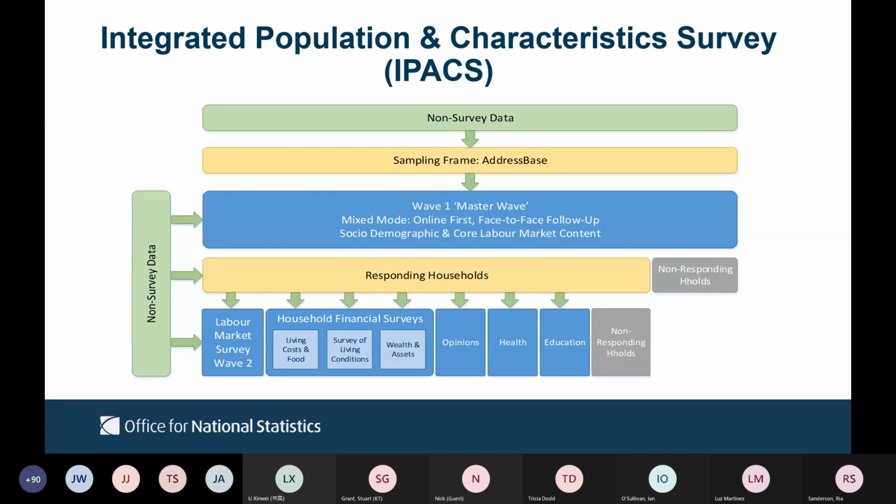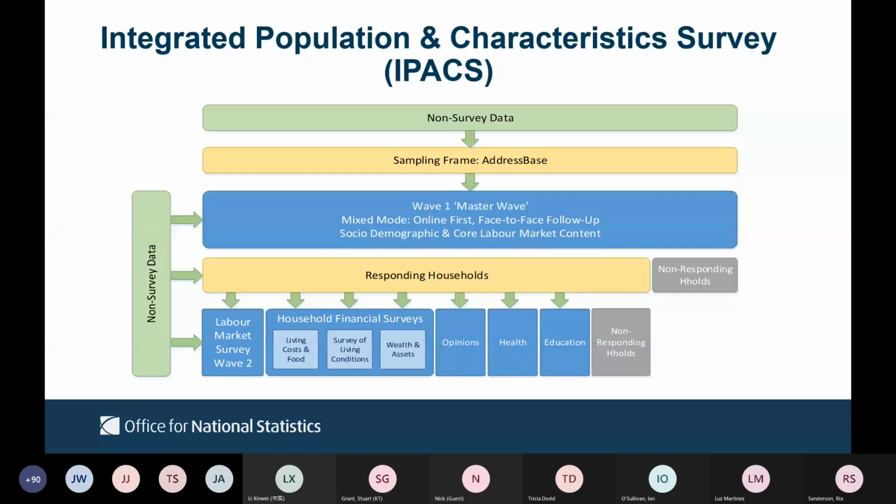So we're anticipating having a wave 1 or an initial master wave survey on the scale of 500,000 households a year, and response to that master wave would then serve as a sampling frame for any other survey modules that we might have, and that would include longitudinal labour market modules, potentially some of the household finance surveys, opinions, health, education. It could be anything really, but in effect, we want to use response to the master wave as a frame for other survey data collection. There's a whole seminar based around IPACS in itself, but that's just a very quick overview of what we'd like to do.